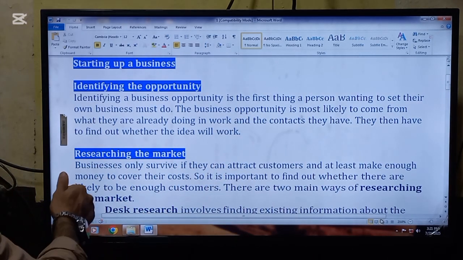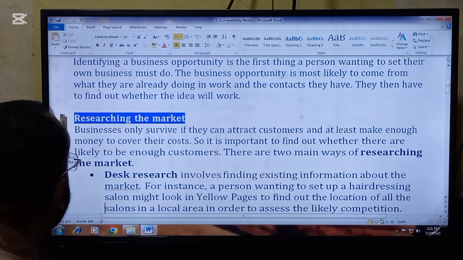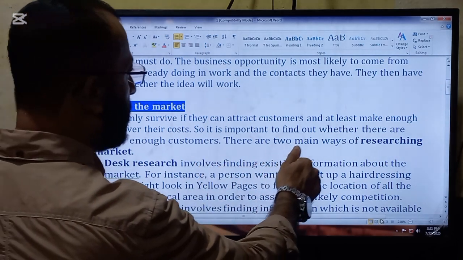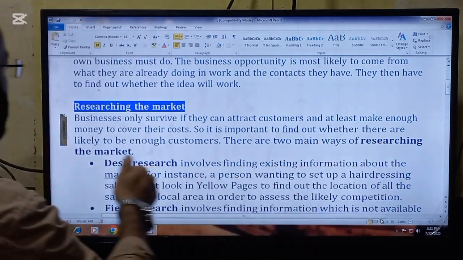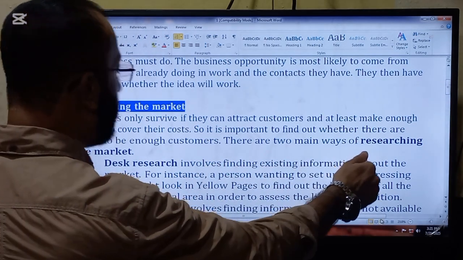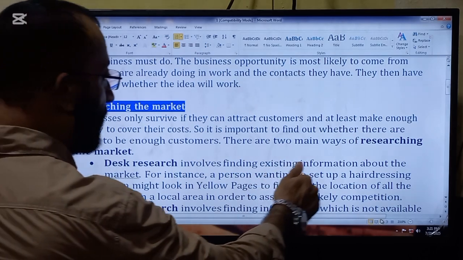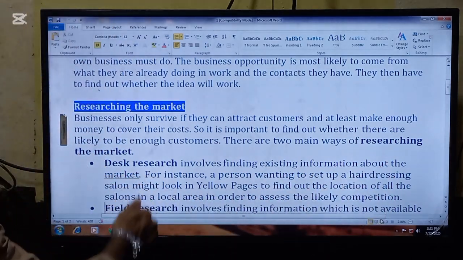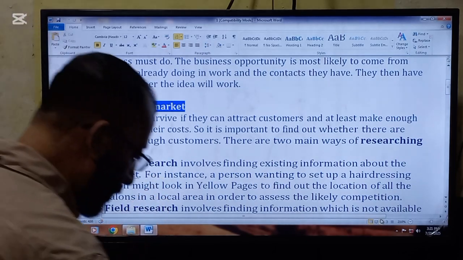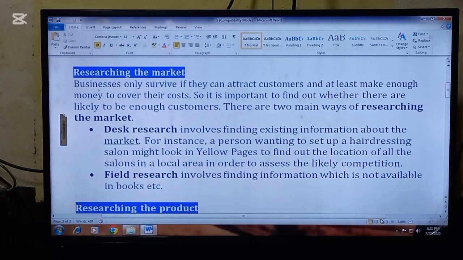The next stage is researching the market after getting the idea. Businesses only survive if they can attract customers and at least make enough money to cover their cost. So it is important to find out whether there are likely to be enough customers. There are two main ways of researching the market. The first one is desk research. So concentrate yourself. These are very, very important terms.